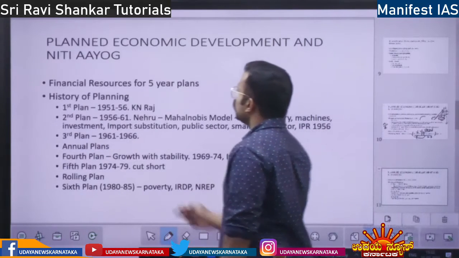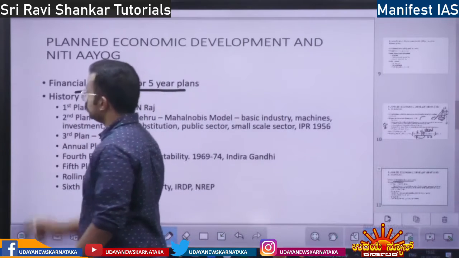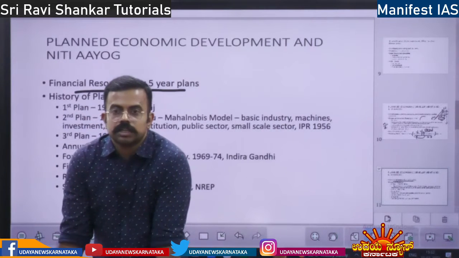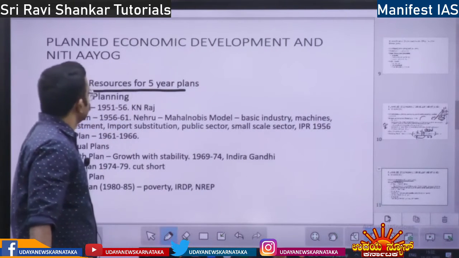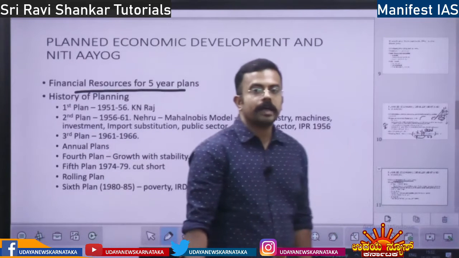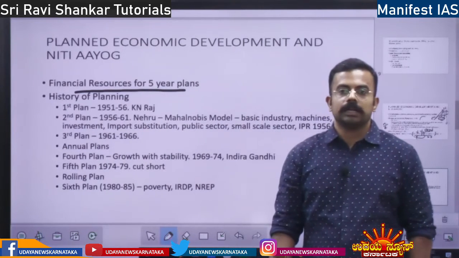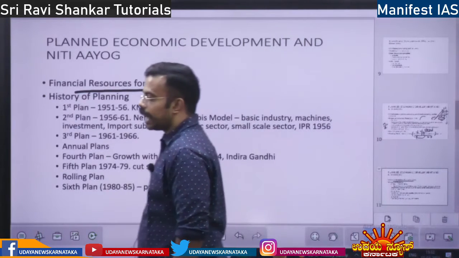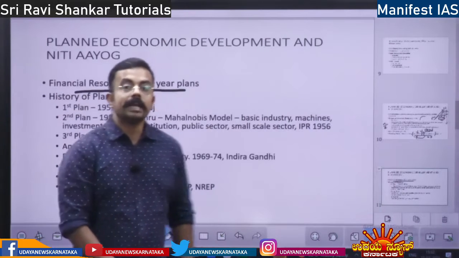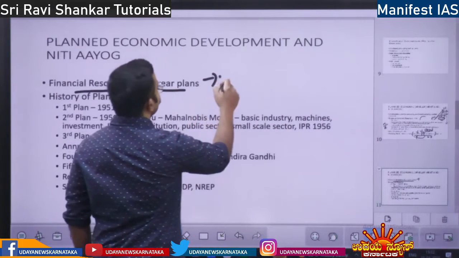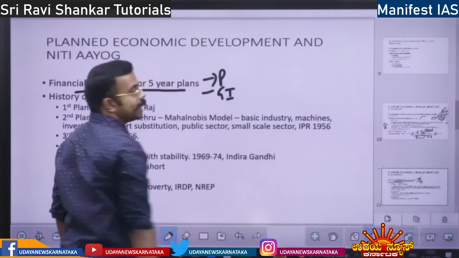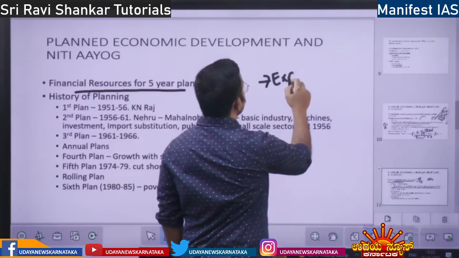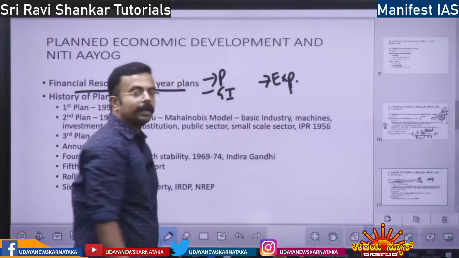Okay. Financial resources for 5-year plans. Where do we get the financial resources, right? So first we get it from where? Taxation. Taxation is the first kind of resource. Central tax, state tax, right? And private investment is there. Government investment is there. And also we export the goods. That also we will get money.